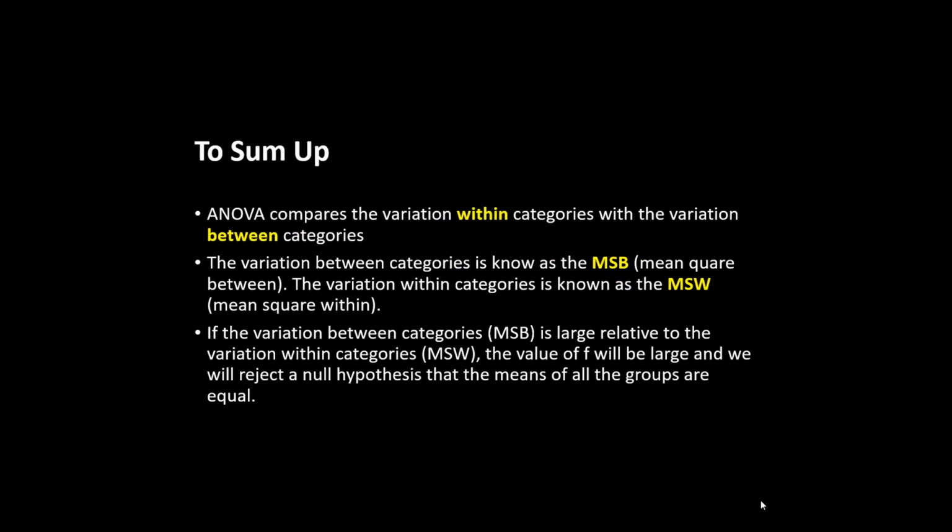ANOVA compares the variation within categories with the variation between categories. That's the basis of this whole thing. The variation between categories is known as the mean square between. The variation within categories is known as the mean square within. If the variation between the categories is large relative to the variation within the categories, the value of F will be large, and we will reject the null hypothesis that the means of all 3 groups are equal.